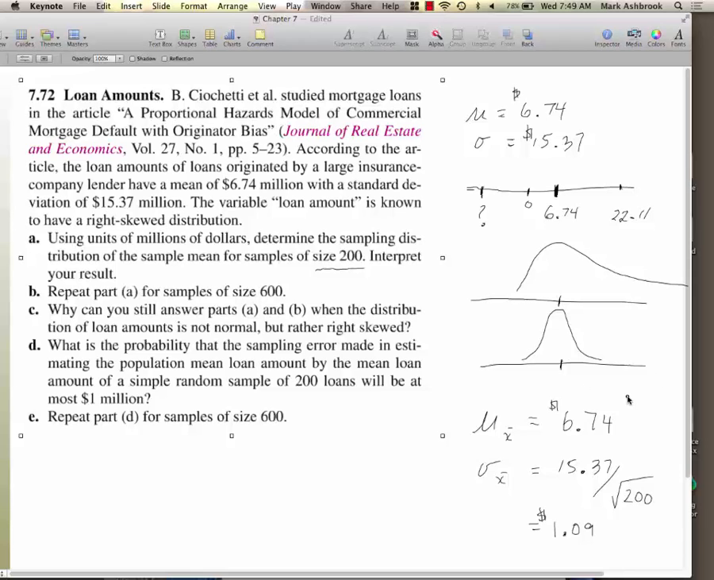And that's going to be a tall, skinny distribution, right? It's going to be real tall and skinny because with samples of size 200, all those samples are going to have means really close. The sampling error of each sample will be low, right? The mean will be close to 6.74, so we get a low standard deviation.